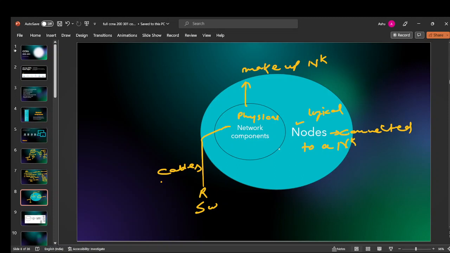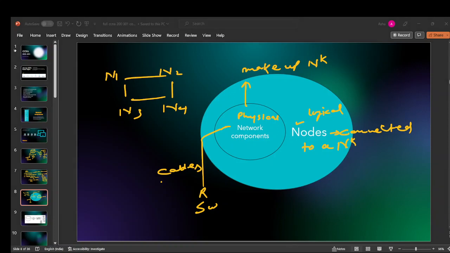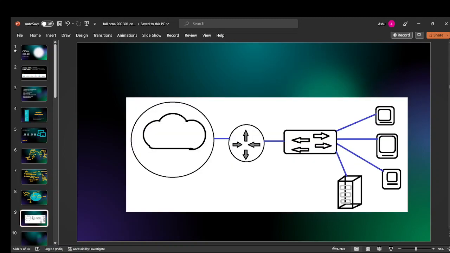So we can say that the function of nodes is to communicate with other nodes on the network. There are many nodes: N1, N2, N3, N4. Clear? They are allowed to communicate with other nodes on the network, and to have connectivity, cables are provided to transmit the data. Clear? To transmit the data we use network components. So here are network components. Clear? Now look at this type of figure.